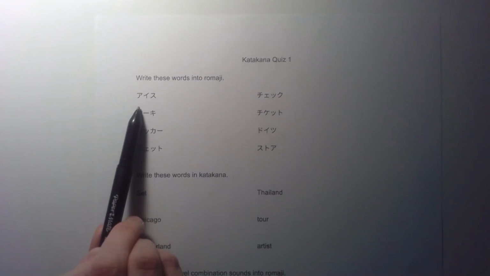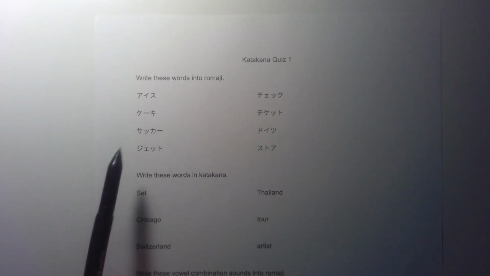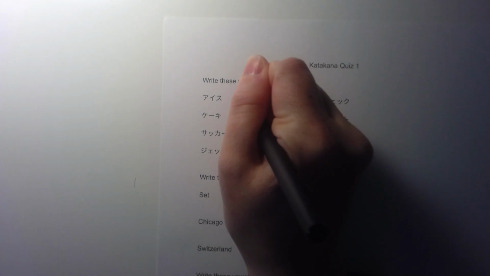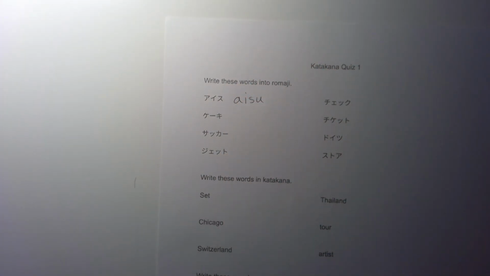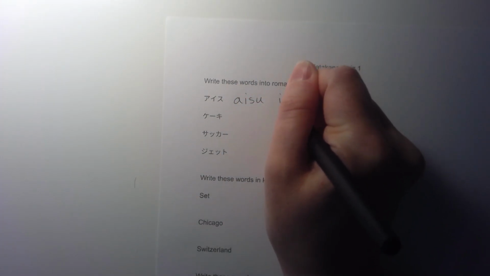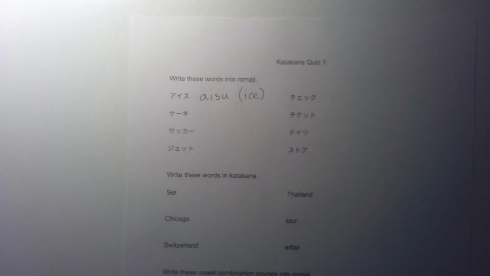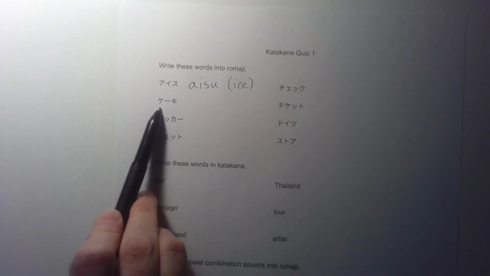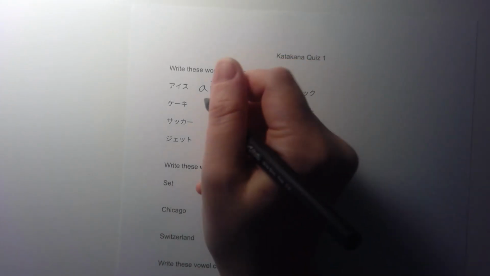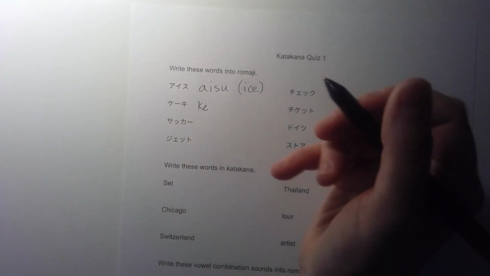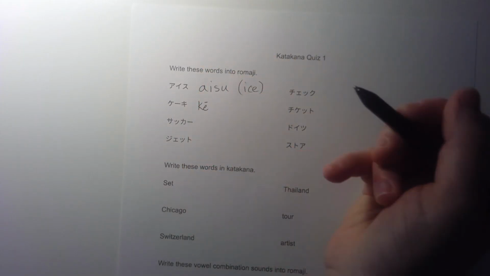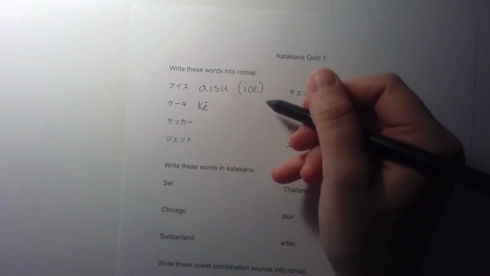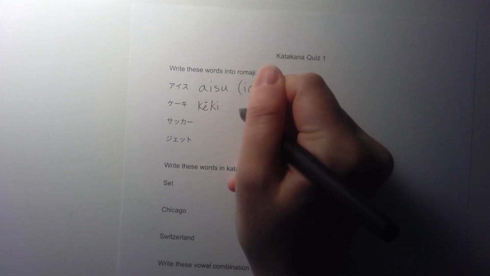So we have an a, i, and su, and that makes the word aisu. Aisu. And this just means ice. Next we have keiki. I'm going to draw a line above the e to show that the e sound is stretched out, and a ki. That's cake.